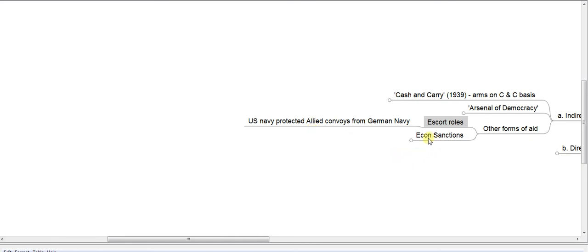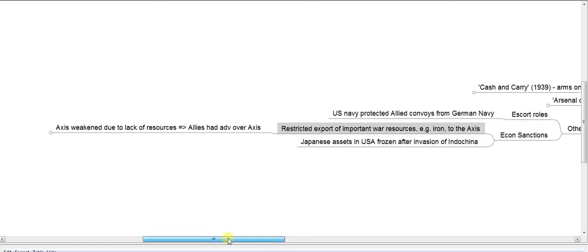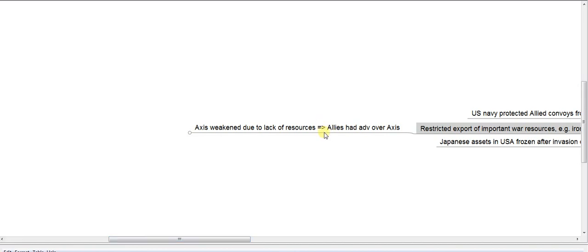Also, the USA imposed economic sanctions on the Axis countries. So, for example, they restricted the export of important war resources like iron to the Axis powers. And what happened was that the Axis powers were weakened due to the lack of resources. Like I said, countries like Germany, countries like Japan, were weakened due to the lack of resources. And therefore, the Allies, who could rely on the USA, had a material advantage over the Axis powers. And this eventually led to German defeat.